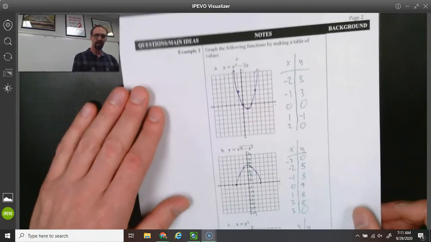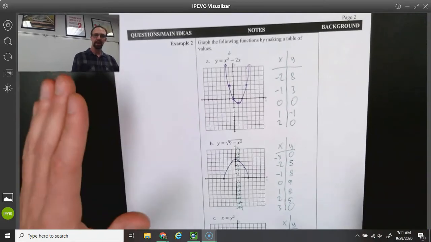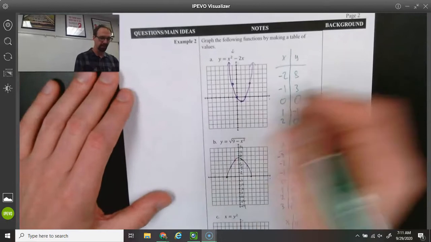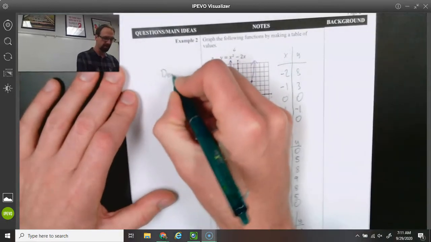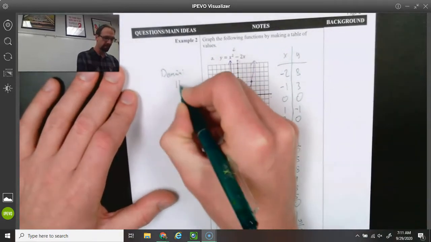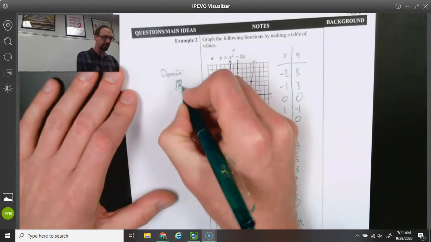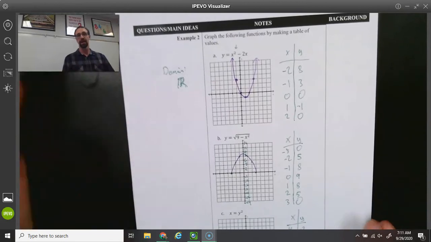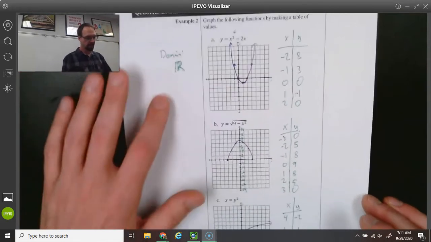On this side, now we can start getting a little bit selective. For this one, I can have any value for my domain, so my domain is going to be all real numbers. I'm going to abbreviate and put just all real numbers for when the domain is such, but just know that I could ask for any form. Range.